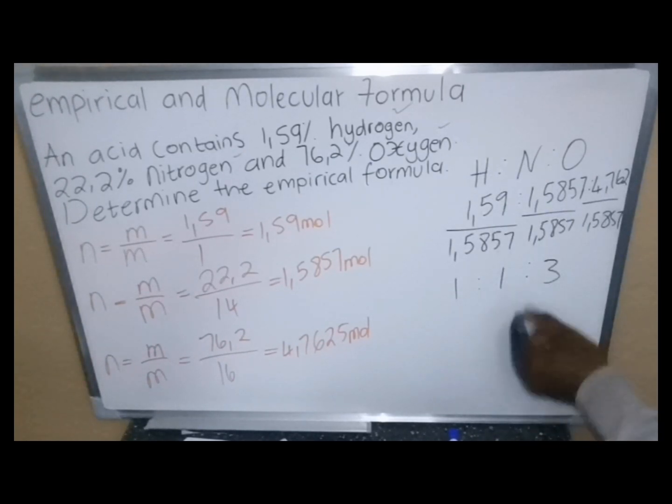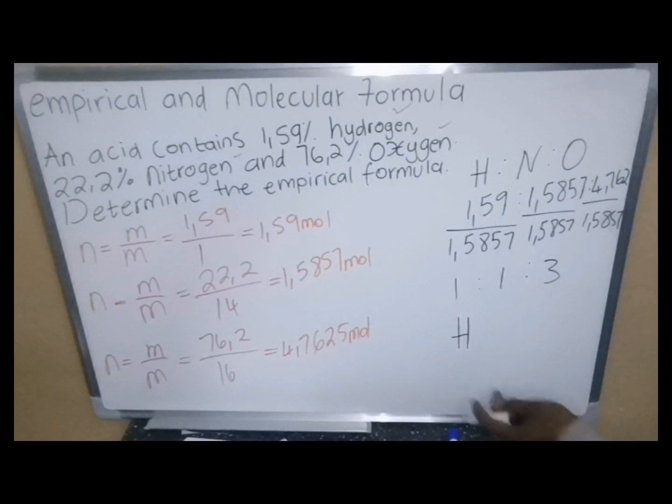What is the atom for hydrogen? And here's another hydrogen there. How many atoms do you have for hydrogen? It is 1 atom, so you write 1 here.